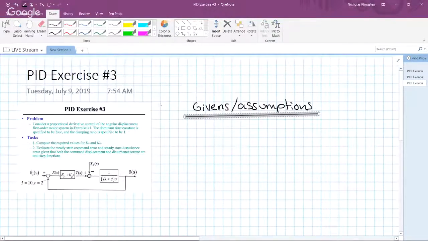So it says, consider a proportional derivative control of the angular displacement, first order motor system, in the exercise number 1. Okay, we're considering that block diagram, but it's different. The dominant time constant is specified to be 2 seconds. So we're given a time constant of 2 seconds. And a damping ratio is specified to be 1. So we're given a zeta of 1.